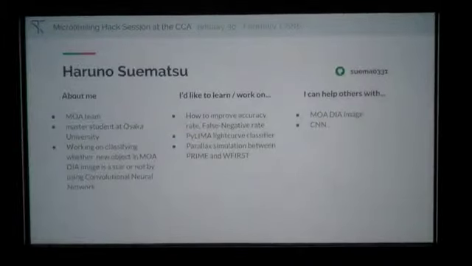Hello, my name is Haruno Suematsu. I'm a master student at Osaka University. I'm working on classifying whether the MOA DIA image is a star or not by using a convolutional neural network. I would like to learn how to improve the accuracy of classifying, and I would like to know about a highly marked light curve classifier and parallax simulation between prime and double first. I'm not sure, but I can help others with MOA DIA images and convolutional neural networks. Thank you.